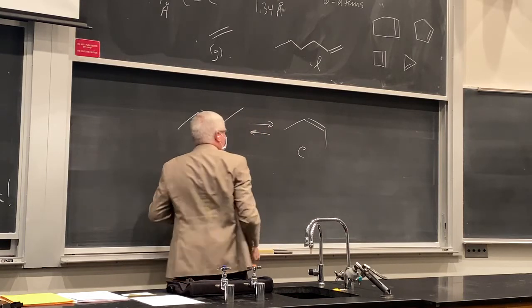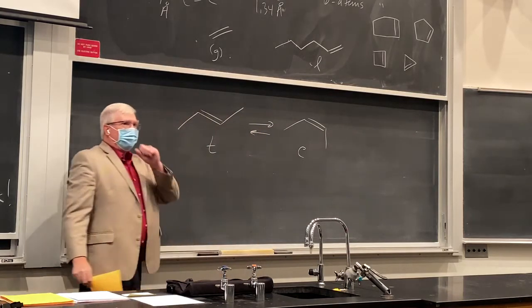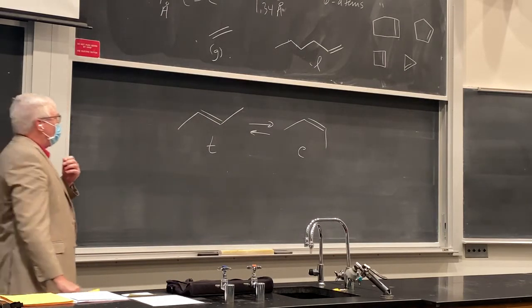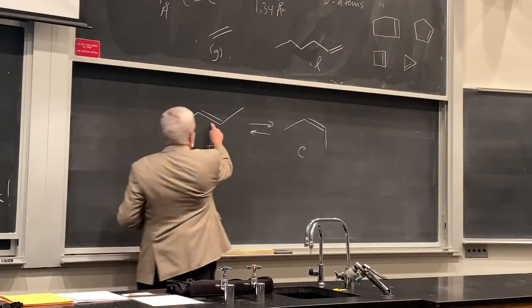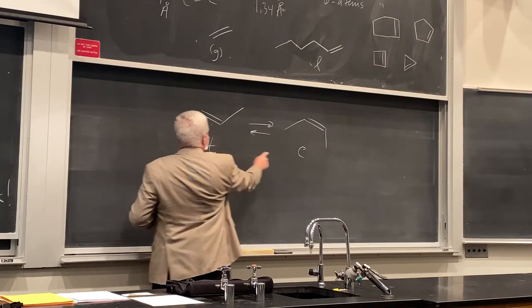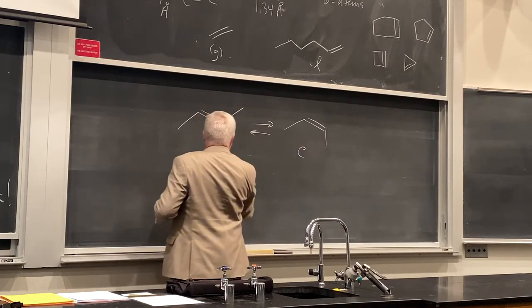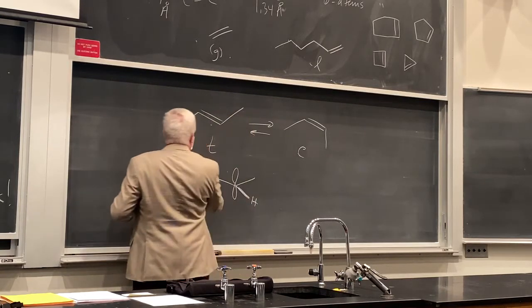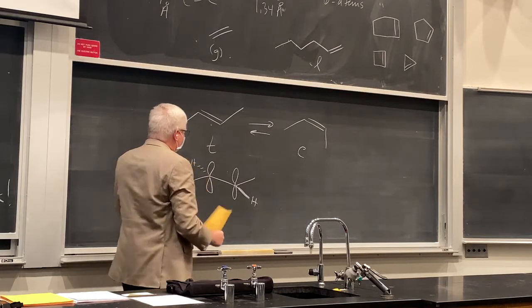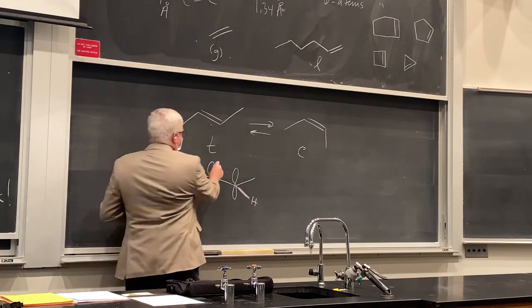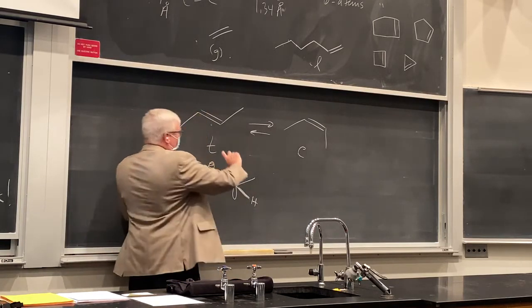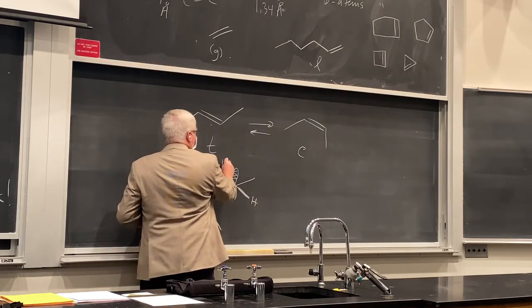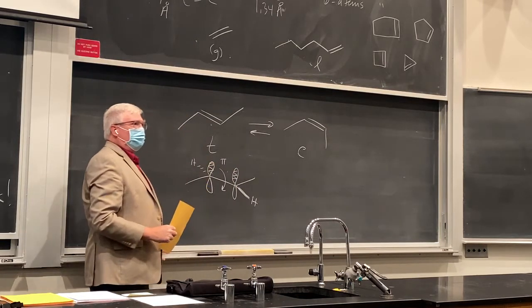Are these equilibrating? Can these exchange? What do we say about this? So the trans form here versus the cis form. If we start out with the trans form here, got that hydrogen to the front, hydrogen in the back, and in order to go over to the cis form, what would we have to do? We'd have to rotate around the pi bond. Can we easily do that?